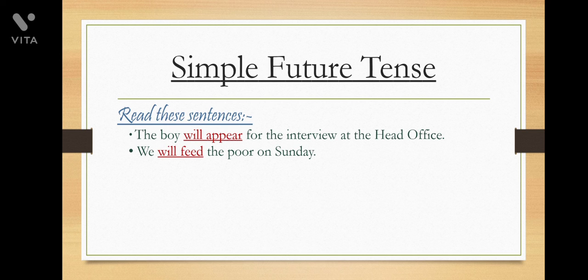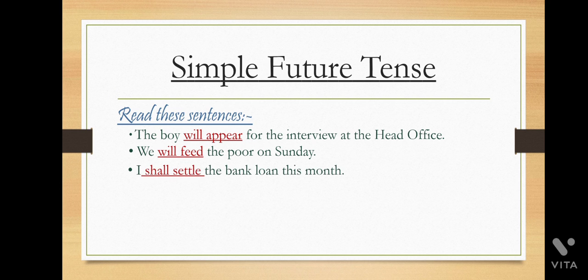The boy will appear for the interview at the head office. We will feed the poor on Sunday. So this sentence is clearly telling us that the thing is not happening, has not happened, but it is going to happen sometime in future. I shall settle the bank loan this month. That means मैंने अभी loan settle नहीं किया है, but I am going to settle that loan this month, sometime in future.